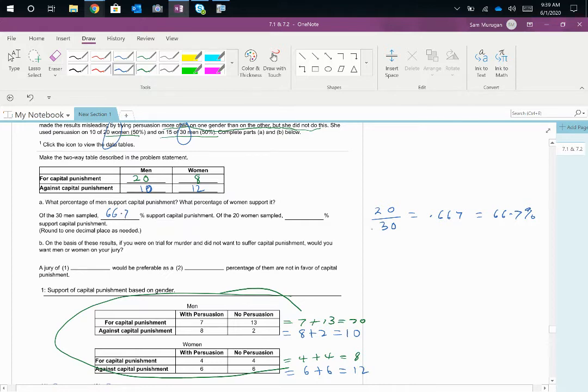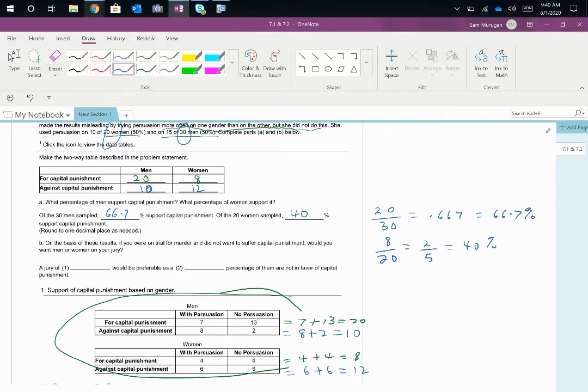And of the 20 women, we have 8 out of 20 supporting capital punishment. 8 out of 20: 2 into 8, 4. 4 into 8 is 2. Out of 5, which is 40%. Okay? 2 out of 5.